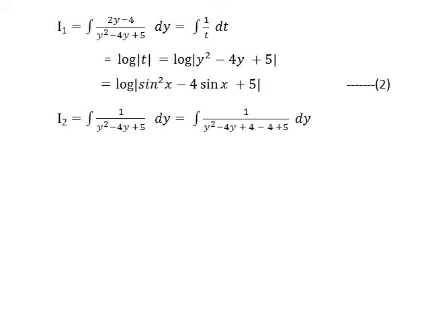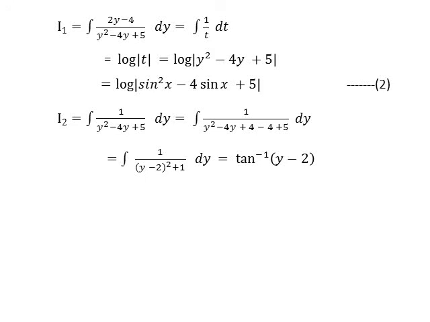It is of the form 1 upon quadratic. Here coefficient of y² is already 1. Then add and subtract half coefficient of y whole square, that is 4. Now write y² − 4y + 4 equals to (y − 2) whole square and −4 + 5 equals to 1. So I2 equals to integral of 1 upon ((y − 2)² + 1) dy.